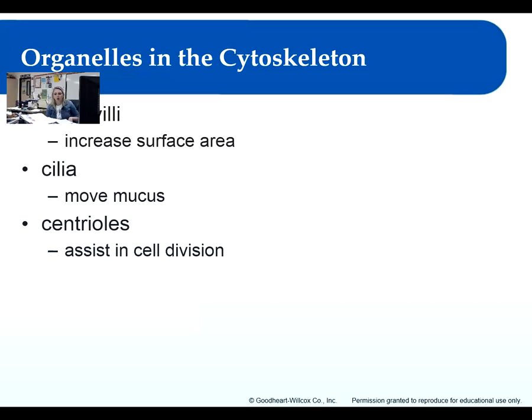Okay, so organelles in the cytoskeleton: microvilli are one example. These really increase surface area. One place your body has these is in your digestive system. The cells in your small intestine have villi, and then those cells have microvilli. So they increase surface area to take in nutrients or excrete nutrients, whatever.